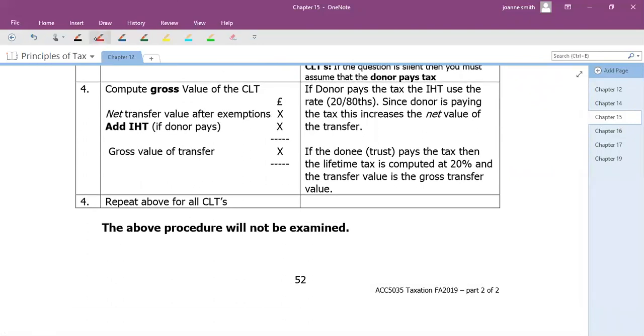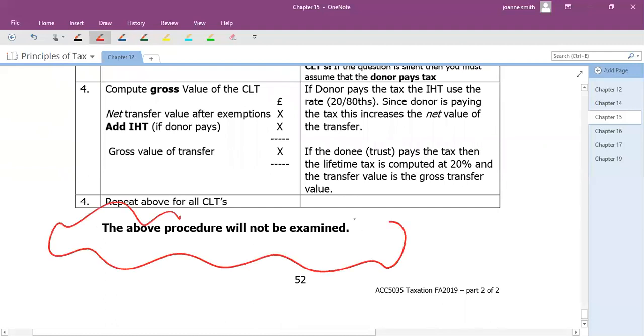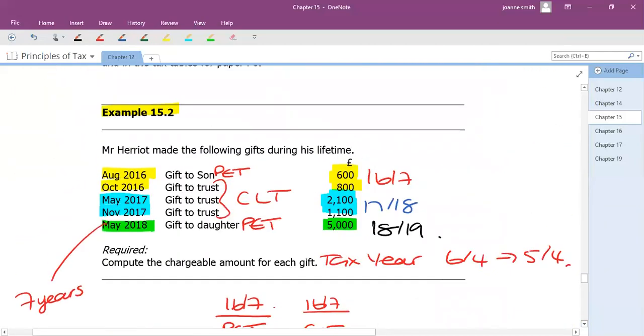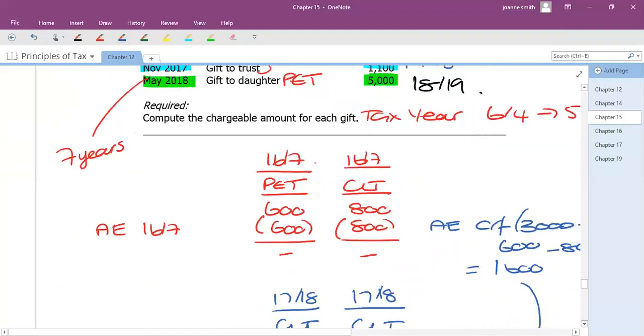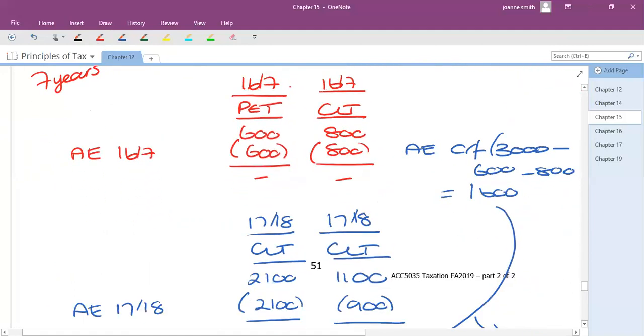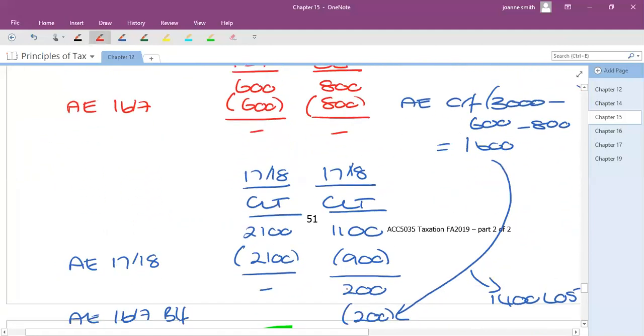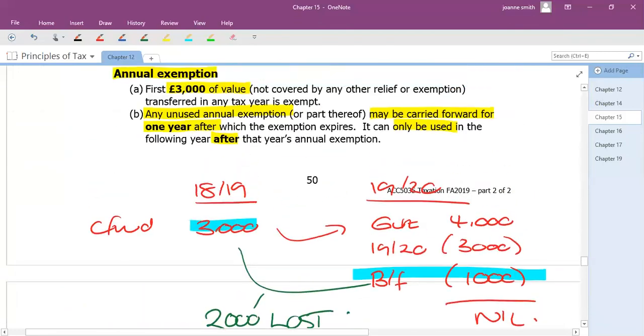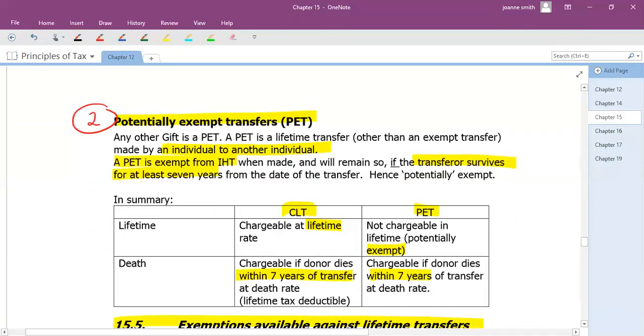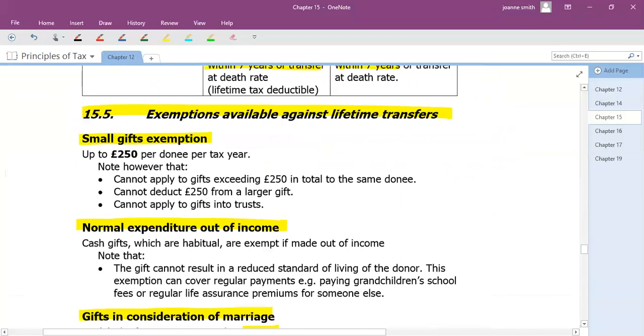But I do want to point out that it does say here, this is not going to be examined. So I don't want you to worry about this here at all. I just want you to have a general idea of what is a PET, i.e. individual to individual. What is a CLT? It's when you give it to a trust. The idea of using your annual exemption in the year first before you use your brought forward, like we had in that second year. And then finally, knowing some general ideas of the sort of things that can give you exemptions.